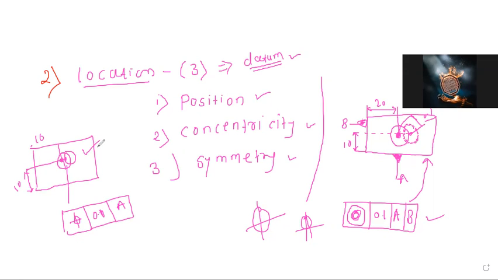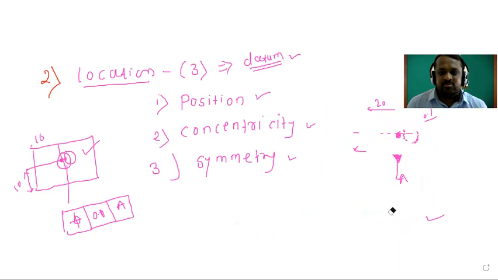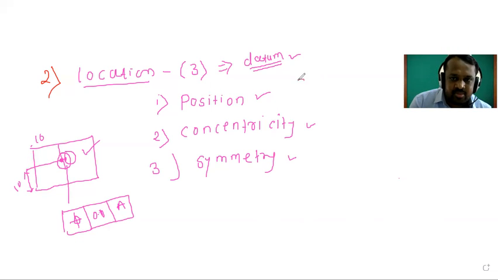Okay. Then what is meant by the concentricity? Yes. When we can call it is the concentricity. Yes. Now here, what is the symbol for the position? The symbol for the position, it will be like this. This is the symbol. Okay.